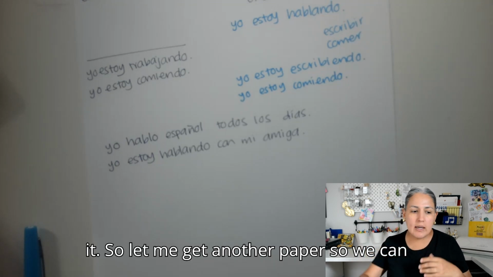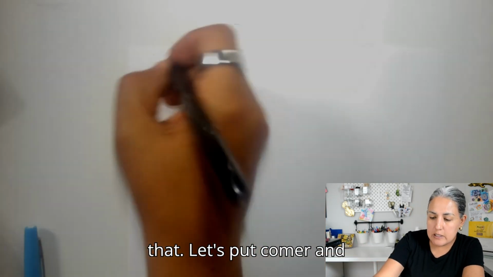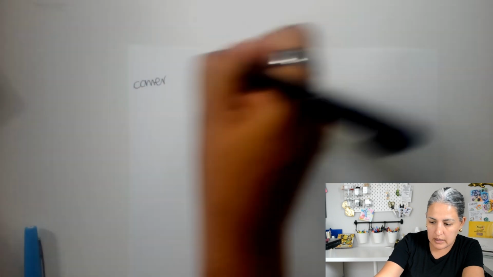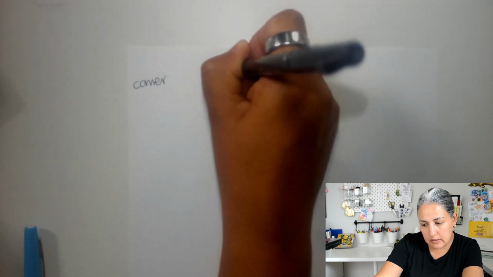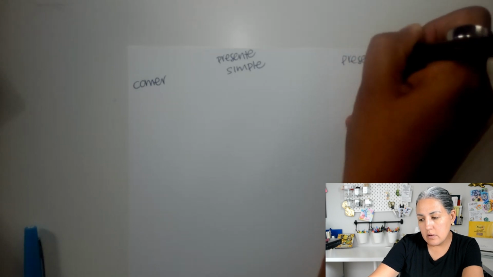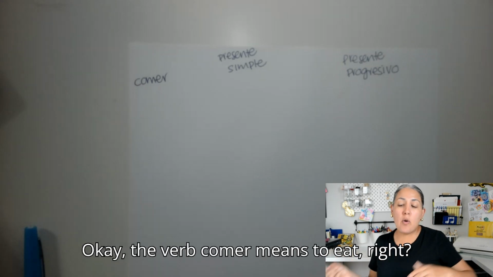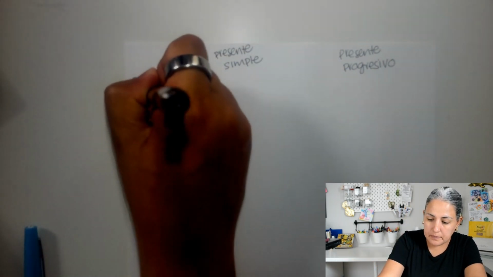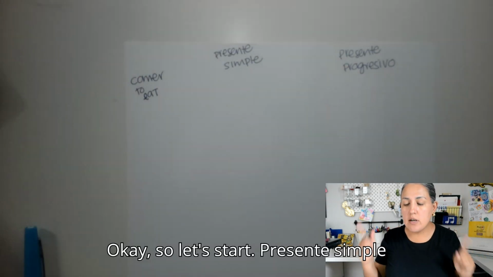So let me get another paper so we can start. Okay, so the verb comer. Let's start with that. Let's put comer, and let's put here presente simple y presente progresivo. Okay, the verb comer means to eat, right? Let's do it in the tú form. Tú means you.